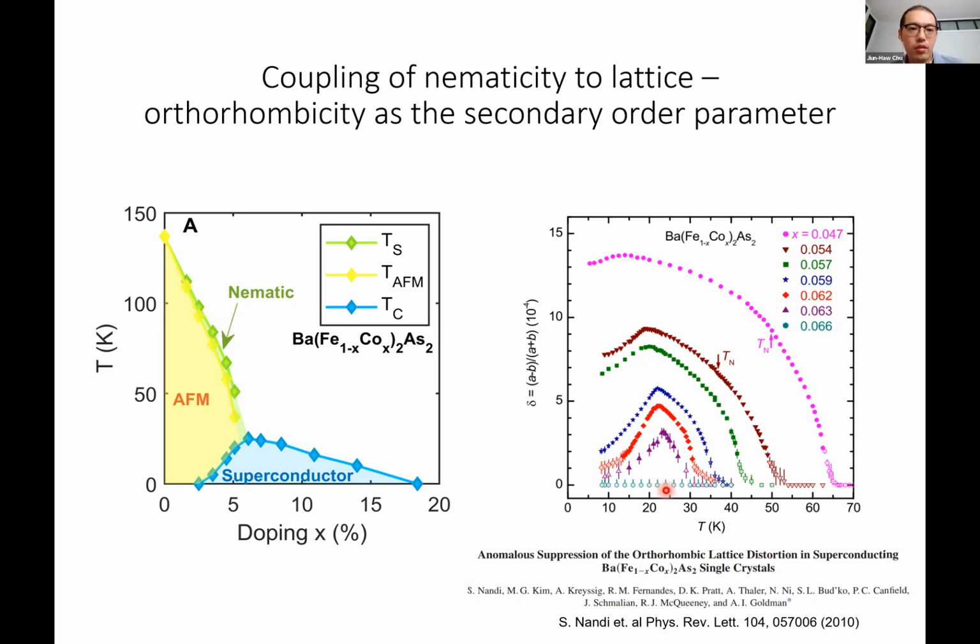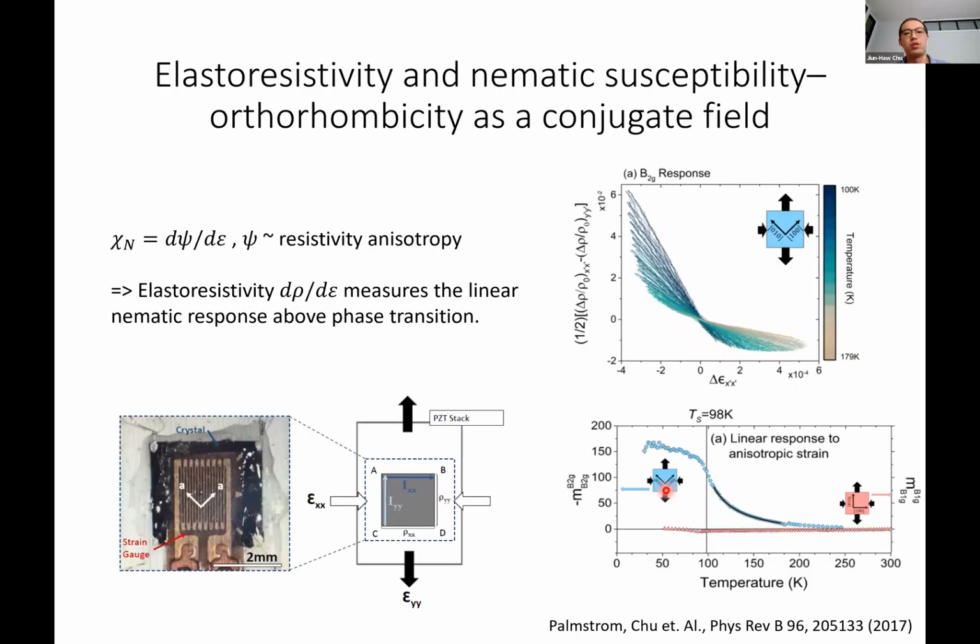So this linear coupling between the electronic nematicity and the orthorhombic distortion also allows us to do another kind of measurement, which is called elastoresistive measurements. And these measurements turn out to be a very powerful way to probe the nematic fluctuations, or the nematic susceptibility, of the system. And the idea is the following.